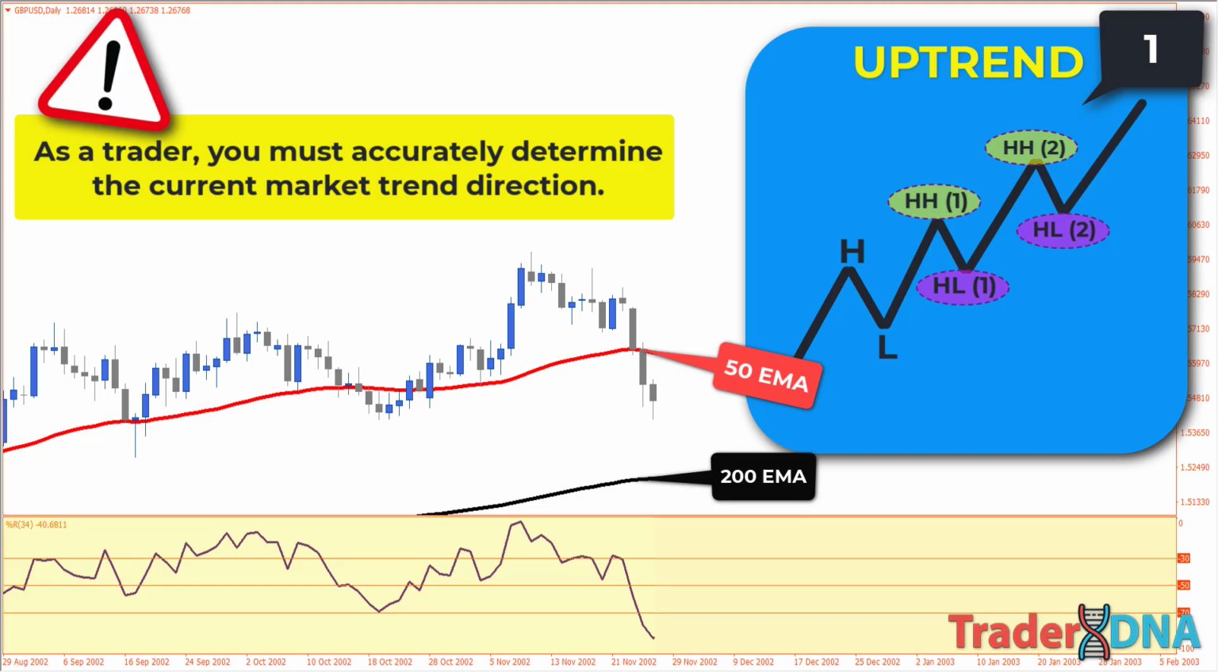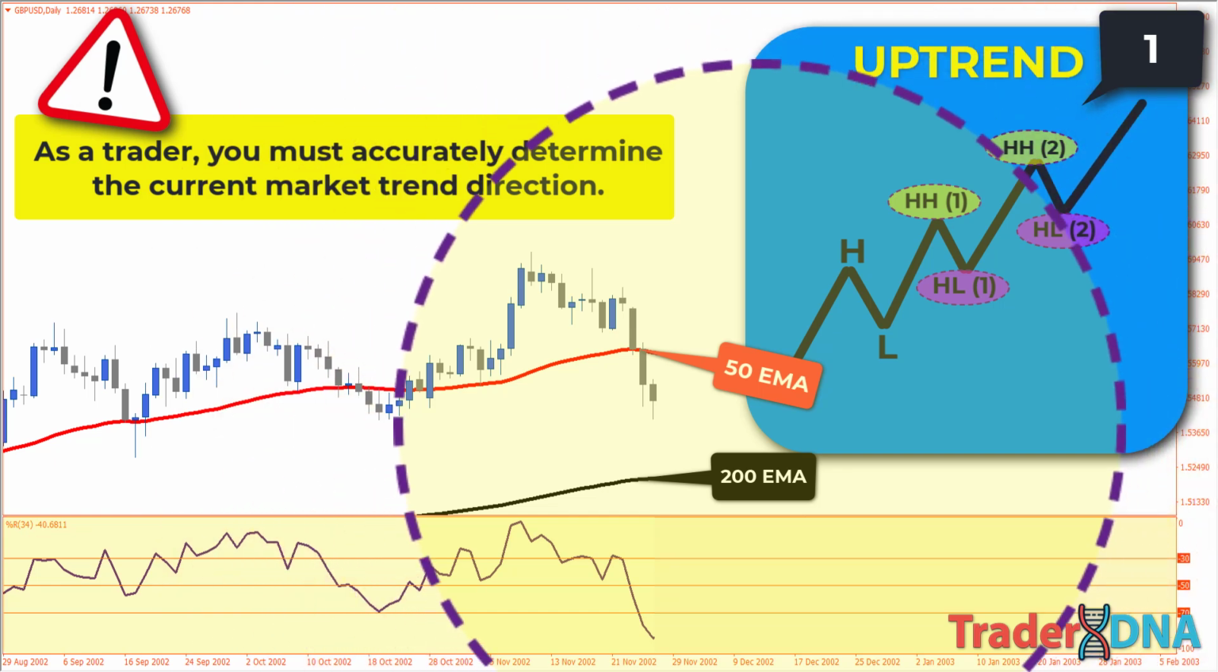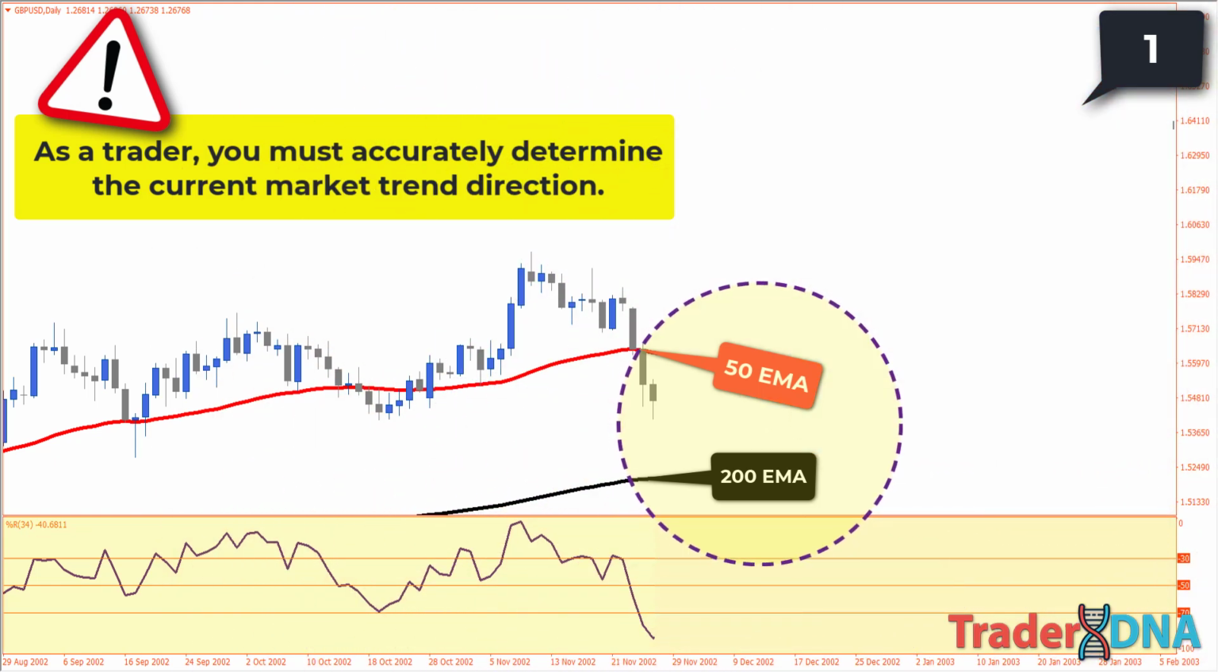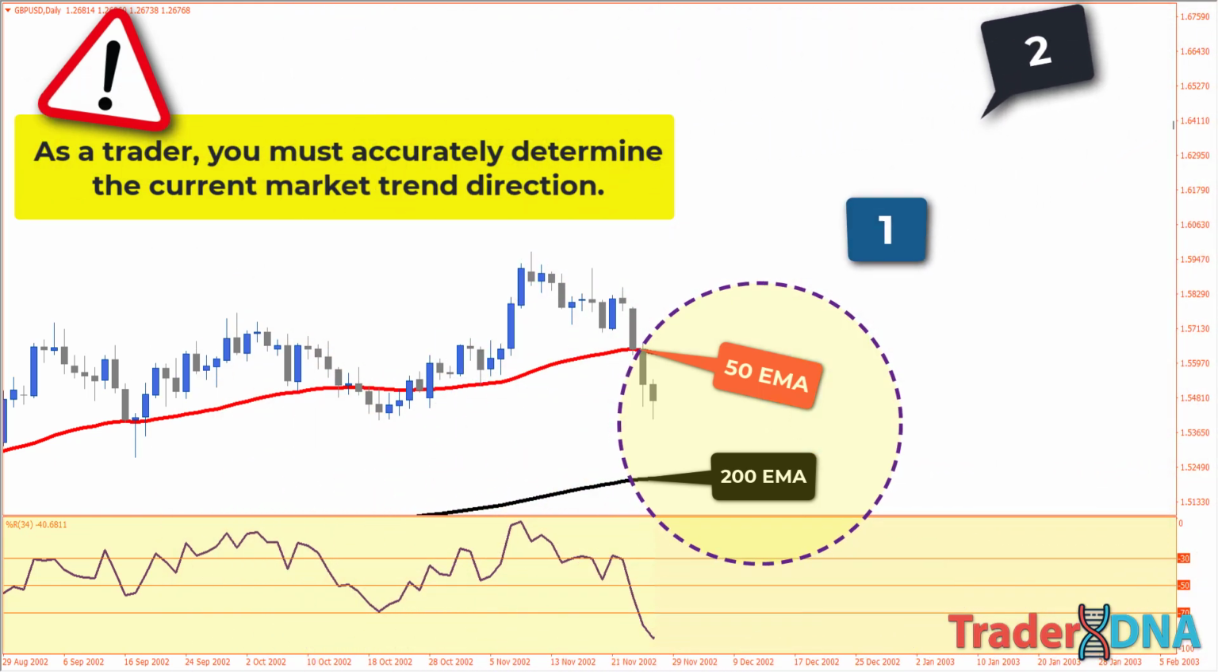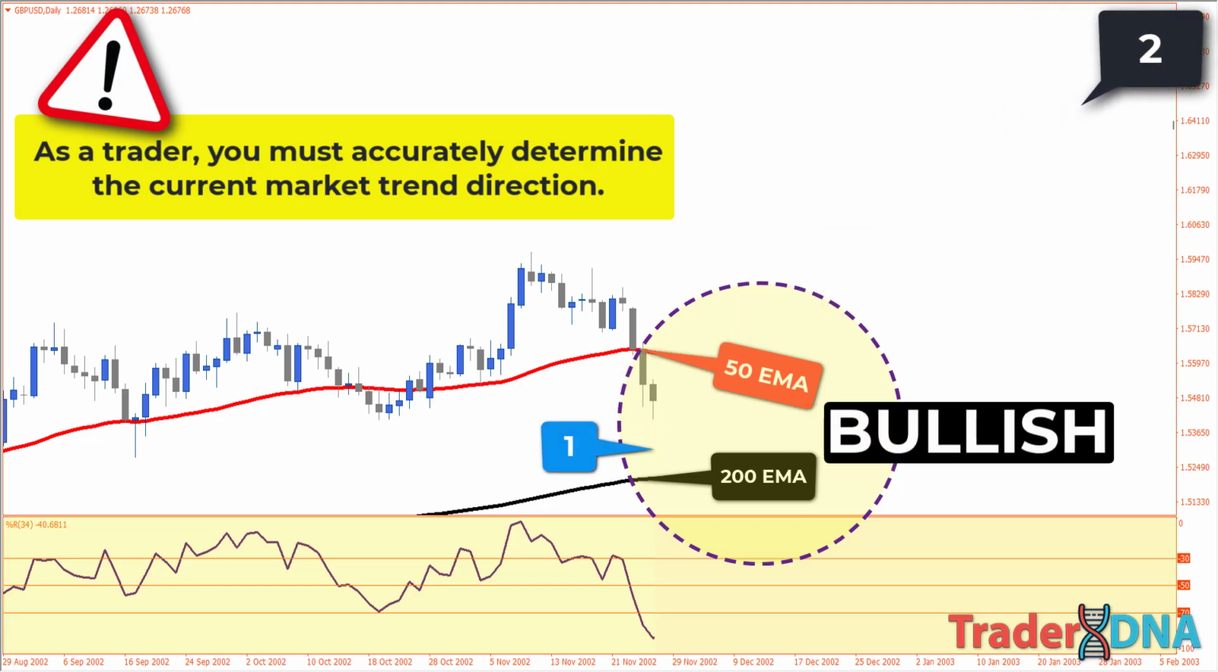You can use any combination of EMA settings you prefer, but in my opinion, the combination of the 200-period EMA and 50-period EMA is the best for this strategy. So, in this case, if the 50-period EMA is above the 200-period EMA, then the Williams %R indicator reads the market as bullish. Step number 2.